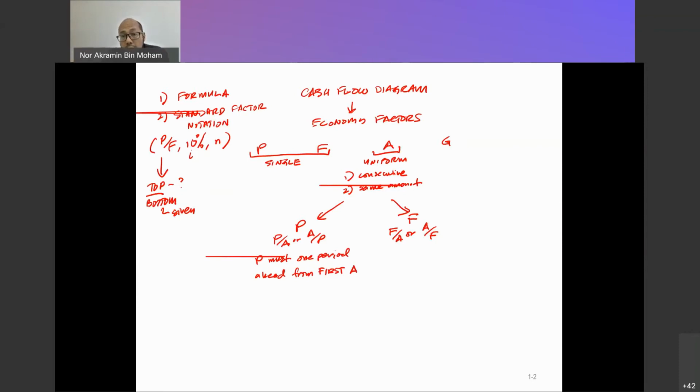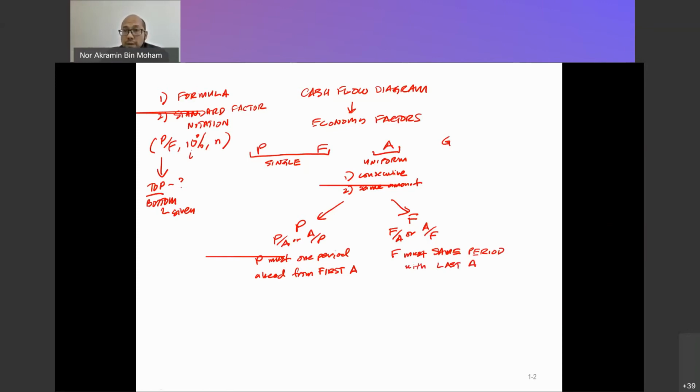The P must be 1 period ahead from the first A. So these are the conditions when we want to use P given A or A given P. Again, the reason is that this assumption has been made when we derive the formula listed in the appendix. And with A with F factor, the F must be in the same period with the last A.